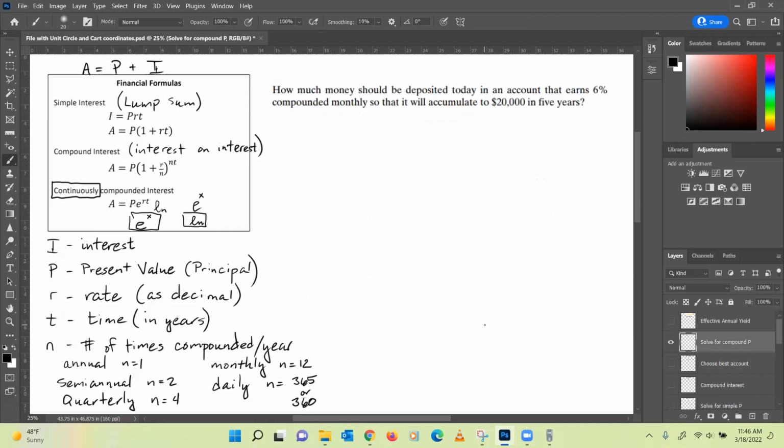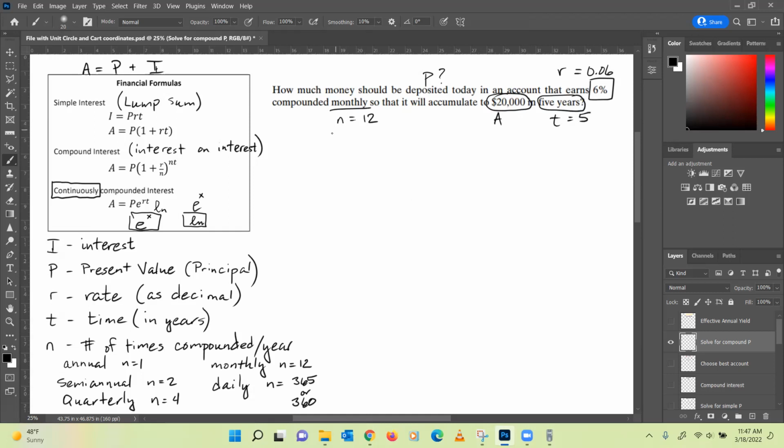Let's look at, we've only got a couple more problems to do here. So how much money should be deposited today? So we're looking for P in an account that earns 6% interest. So 0.06 would be R. Compounded monthly, so N equals 12, so that it will accumulate to $20,000. That would be A. In 5 years, that would be T.